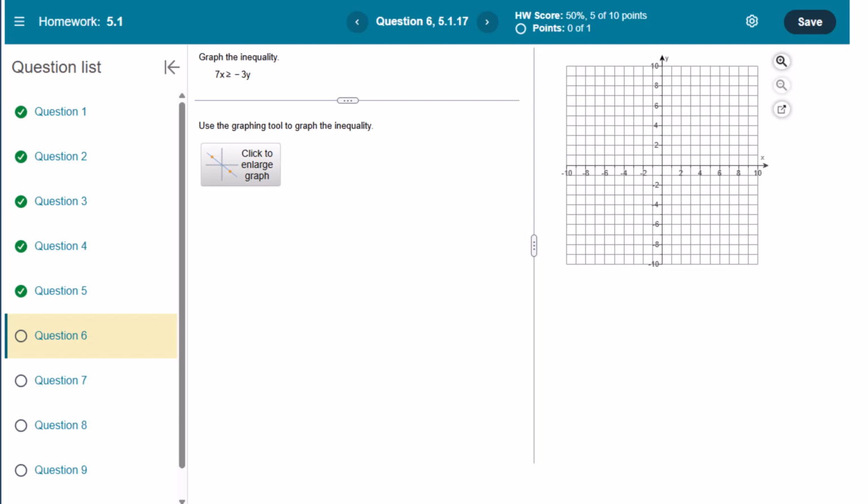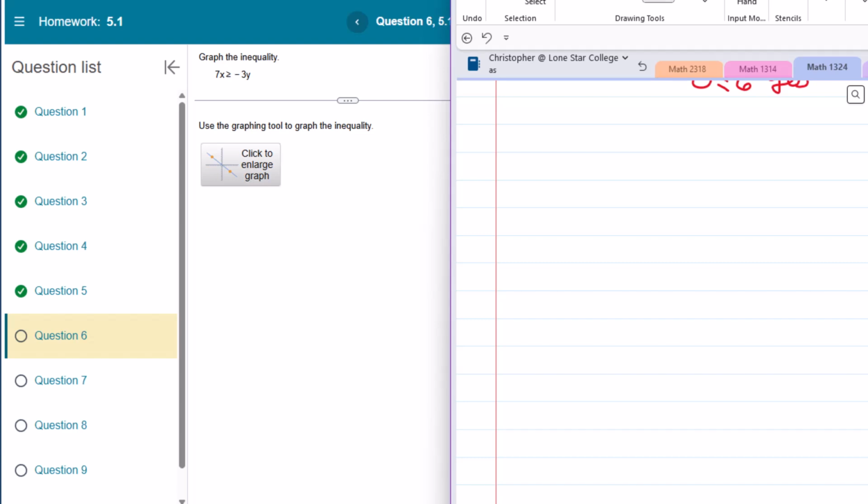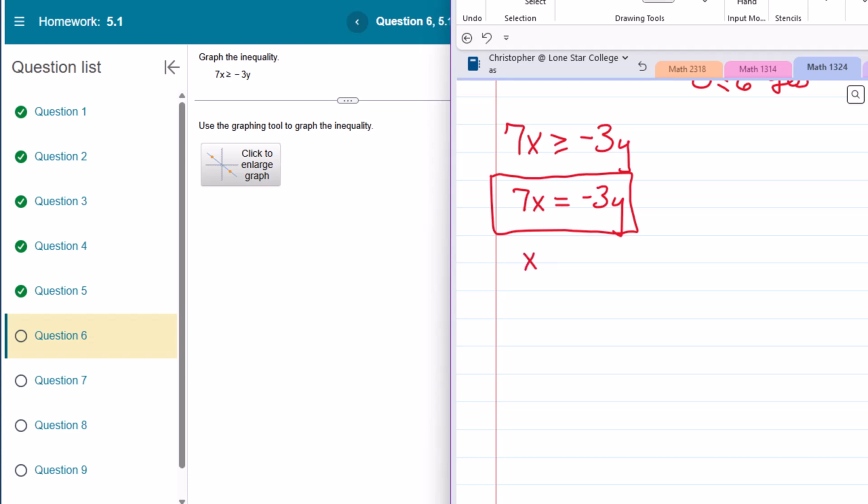Question 6. I've got 7x greater than or equal to minus 3y. But again, I don't care about the inequality right now. I just want to know what this line looks like. If I try my normal trick of setting x equals 0, I get 0 equals minus 3y, and that just says that y is 0. So this line is going through the origin. So there is only one intercept, but I would like to find another point. How will I do that?